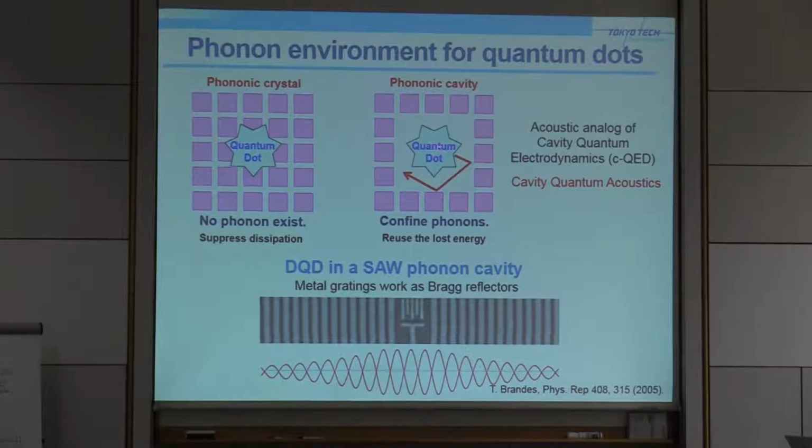Then the quantum dot may emit a phonon to relax, but this phonon is confined in the cavity. So this relaxed phonon can be reused or reabsorbed in the quantum system. If everything goes coherently, you can use various techniques developed in cavity quantum electrodynamics, which can be called cavity quantum acoustics in this system. Towards this direction, we have studied a prototype of our device, which is a double quantum dot in a surface acoustic wave cavity. Of course, this metal grating works as a Bragg reflector, and we expect a confined phonon mode, something like that.